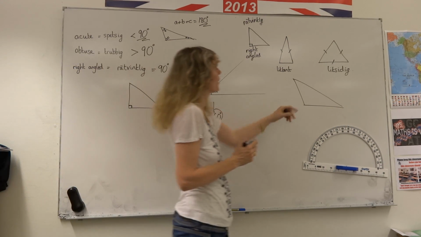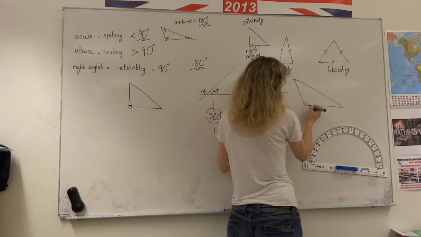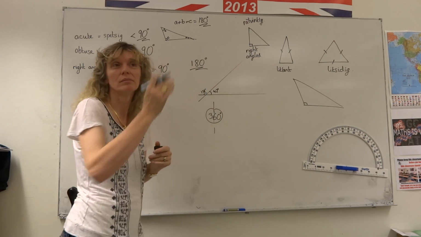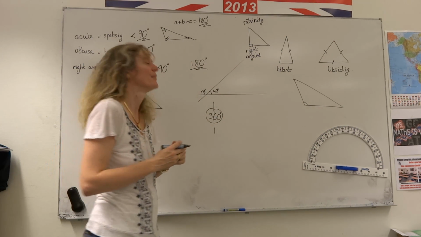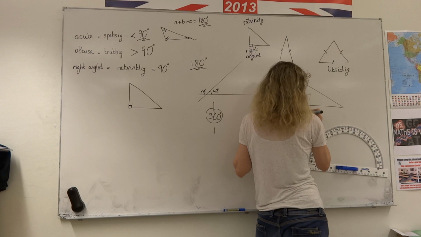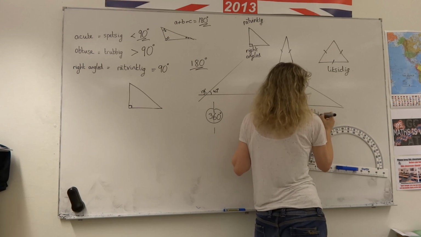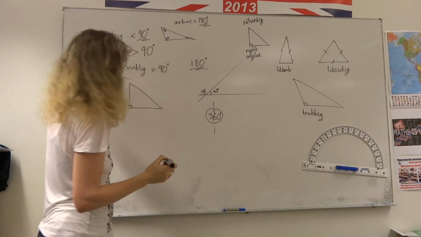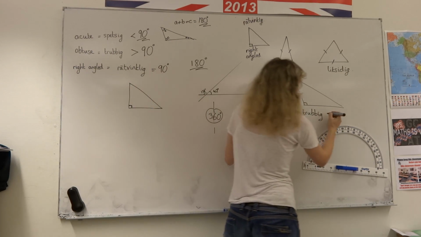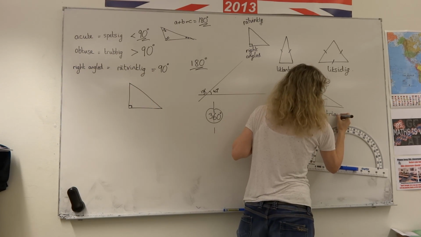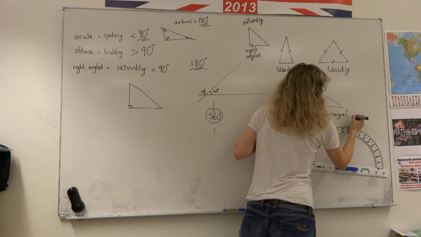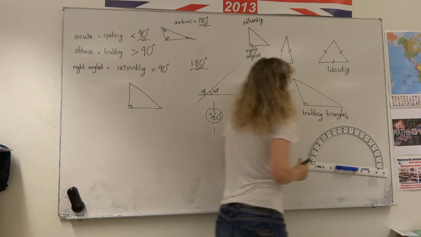And what would we call this one then? Rectangle. So we use the name of the angle that's in there. Okay.